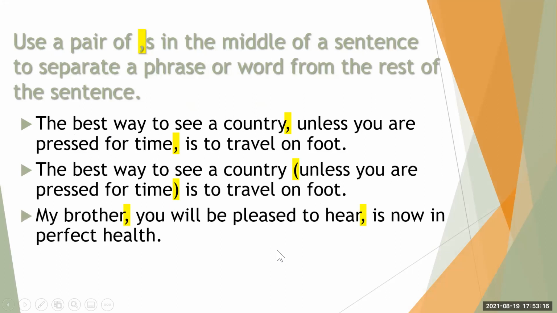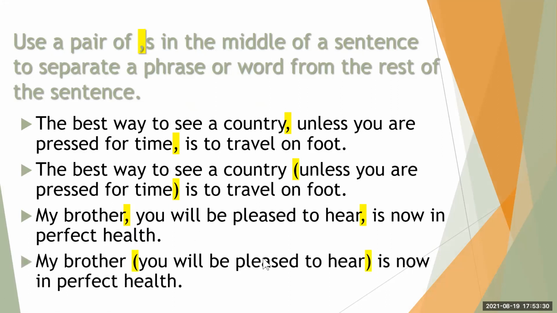And another example, my brother, you will be pleased to hear, is now in perfect health. If you want to use a comma here to separate this middle bit, you'll be pleased to hear, then you have to use a pair of commas. You can't just put one comma. If you put it in brackets, it would read like this. My brother, you will be pleased to hear, close bracket, is now in perfect health. Now, if you were to remove this whole middle bit of the sentence, my brother is now in perfect health. That's a good sentence. That's a complete sentence. Okay, so you use a pair of commas in the middle of a sentence when you want to separate a phrase or word from the rest of the sentence. The rest of the sentence has to make sense by itself. You are just adding extra details.